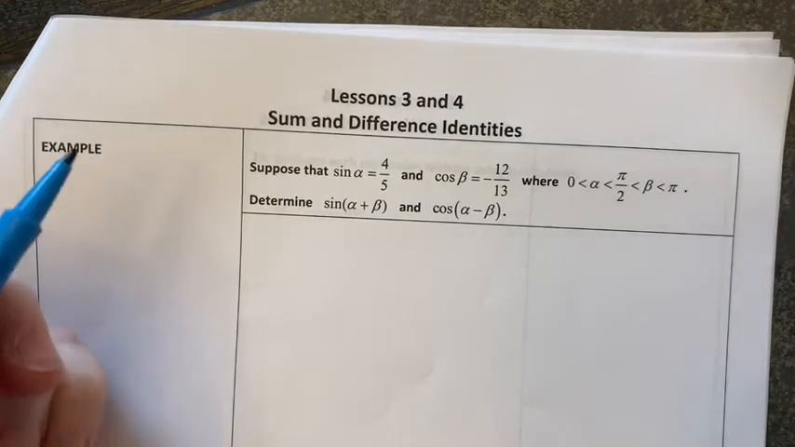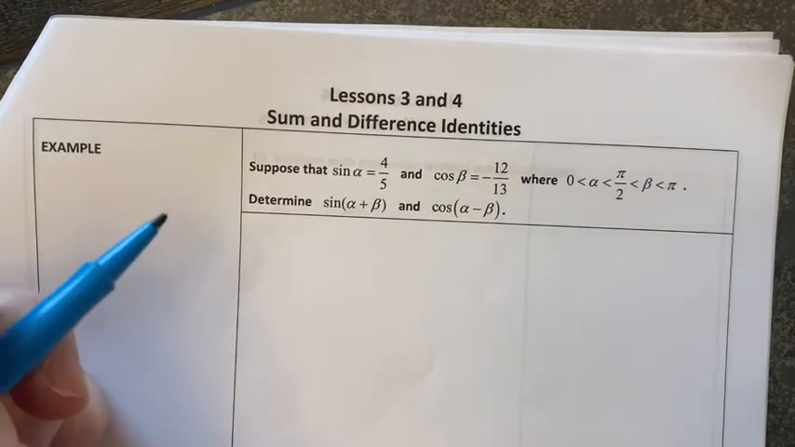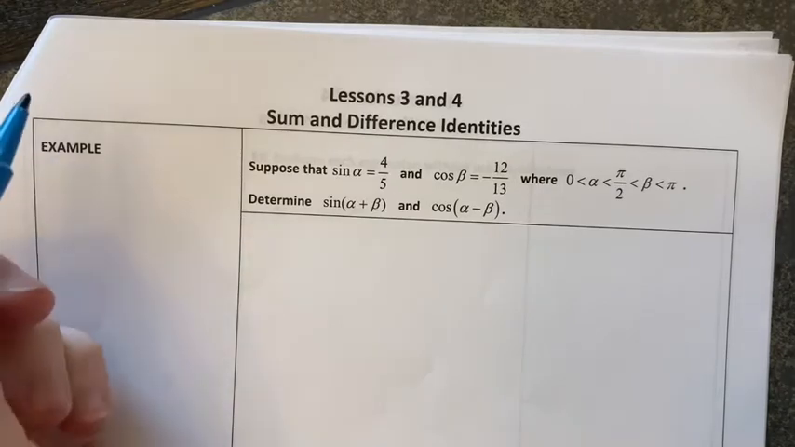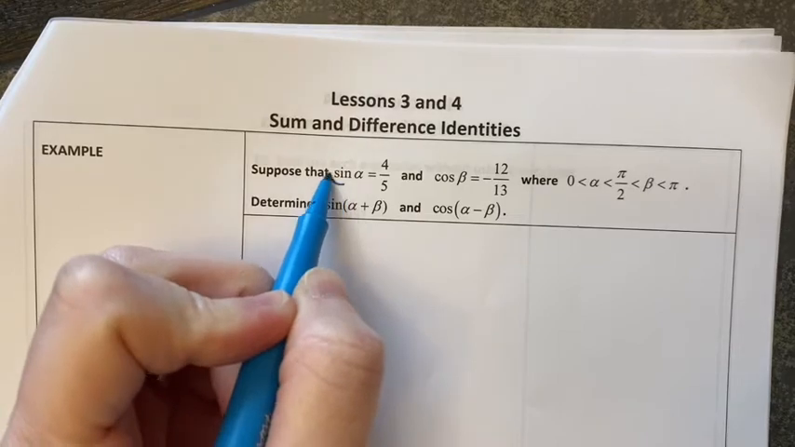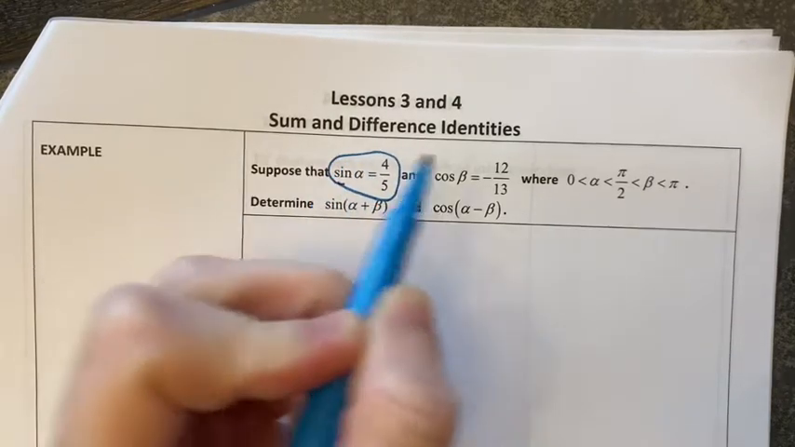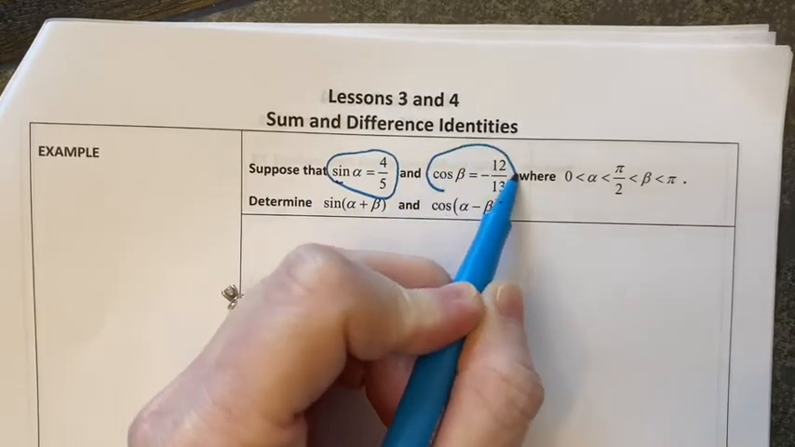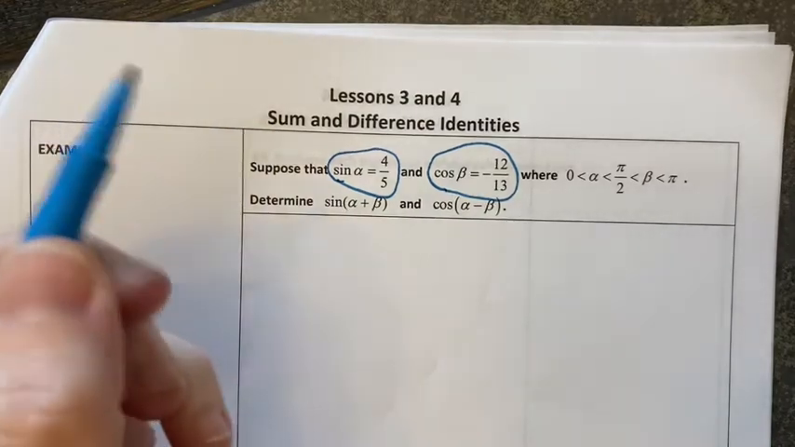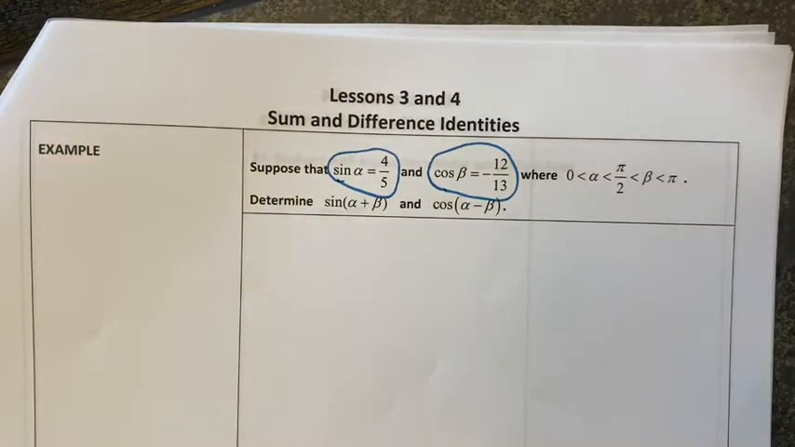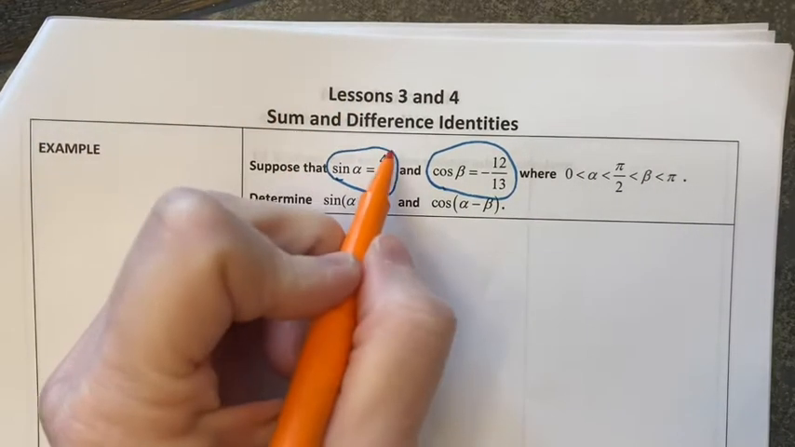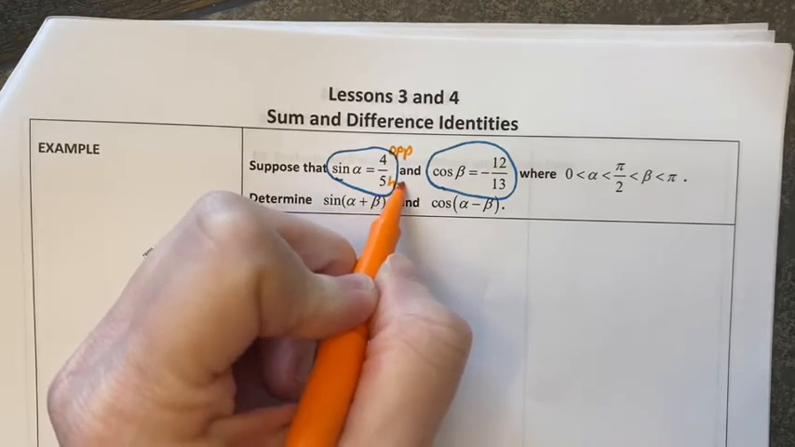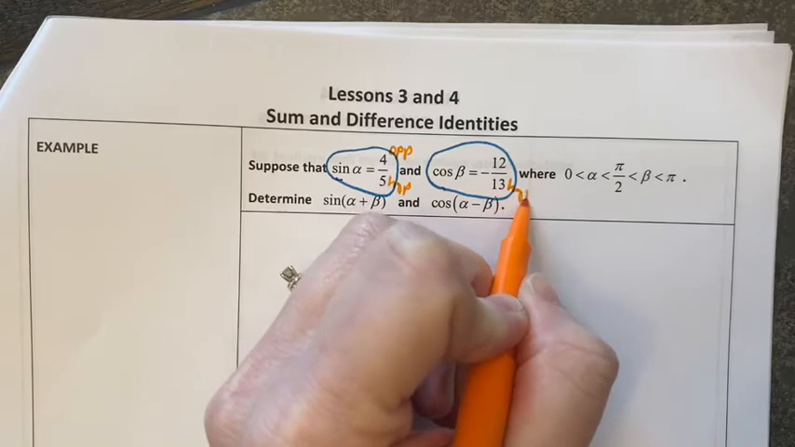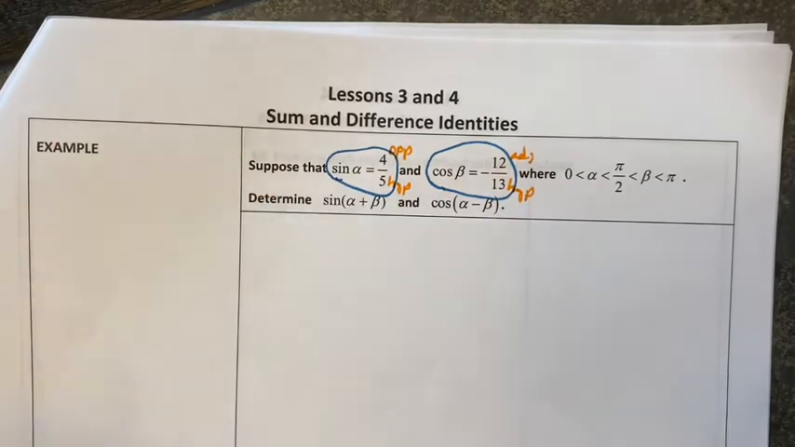Okay guys, we're going to begin the second part of this lesson. So notice that sine is equal to 4/5 and this cosine is equal to negative 12/13. Don't forget that sine is opposite over hypotenuse, so that's my opposite and this is my hypotenuse, and cosine is adjacent over hypotenuse. So we have that going on.